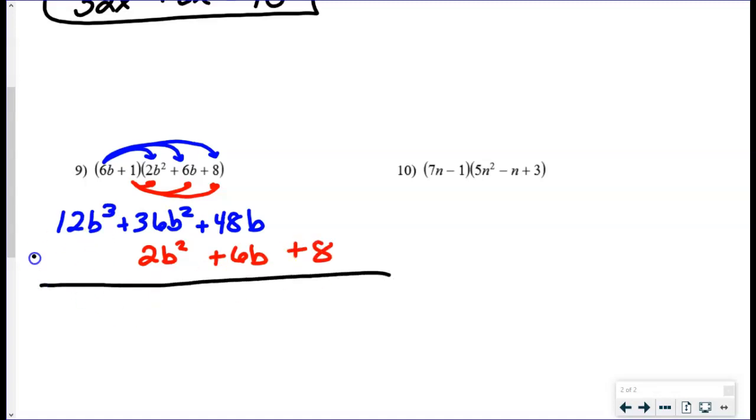And now you have this vertical addition problem that you could add everything up. So 12b to the third is only by itself, so it's 12b to the third. 36 plus 2 of those would be a 38b to the second. This is, what, a 54b?